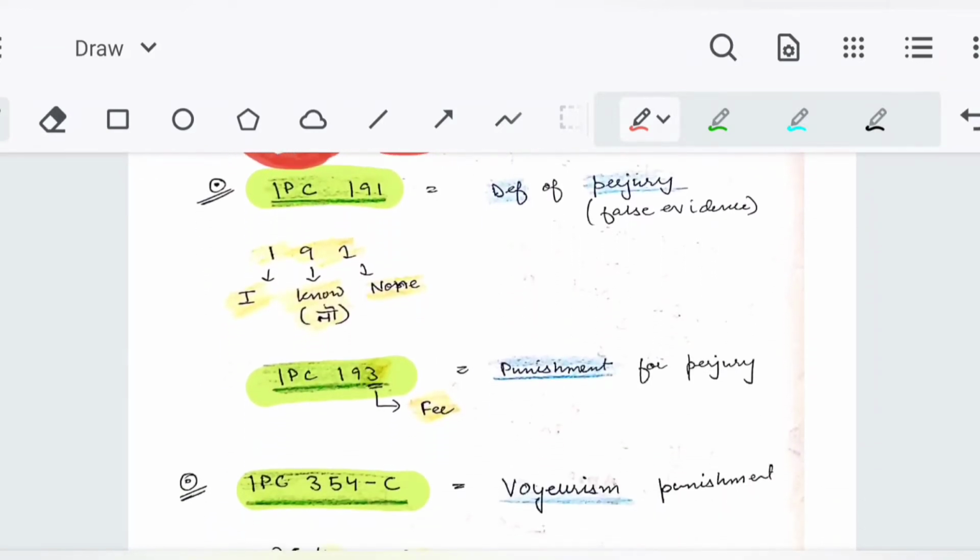Okay, now coming to IPC 191, the definition of perjury, that is false evidence. So 1 is I.